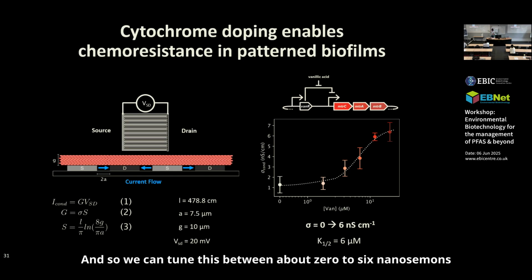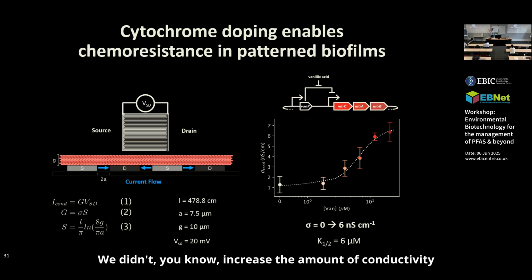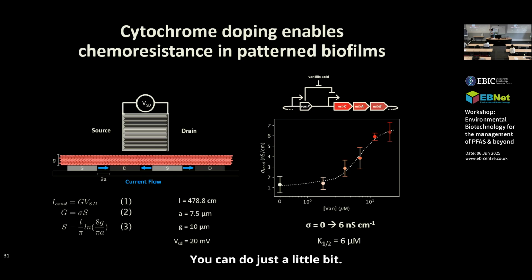And so we can tune this between about 0 to 6 nanosiemens per centimeter. We didn't increase the amount of conductivity that these have by much. You can do just a little bit. They're more or less maxed out in their wild type. And we have this response curve that's really defined by the transcription factor that binds vanillic acid. So it responds to about 6 micromolar of this vanilla molecule.